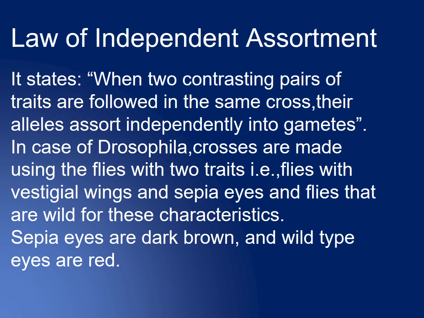Law of independent assortment. It states that when 2 contrasting pairs of traits are followed in the same cross, their alleles assort independently into gametes. In the case of Drosophila, crosses are made using flies with 2 traits. That is, flies with vestigial wings and sepia eyes, and the other group is flies that are wild for these characteristics. What are sepia eyes? These are dark brown in color, and wild eyes are red.